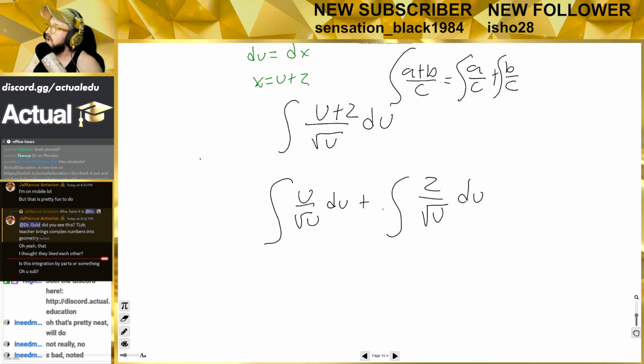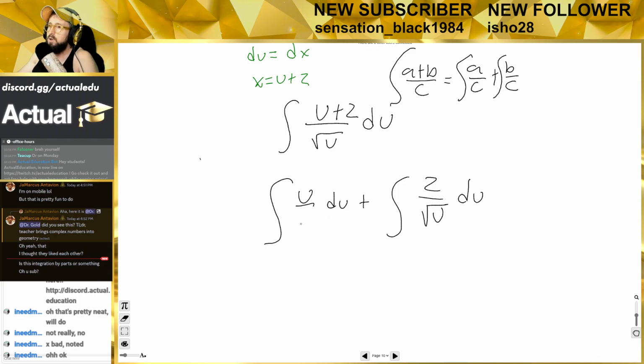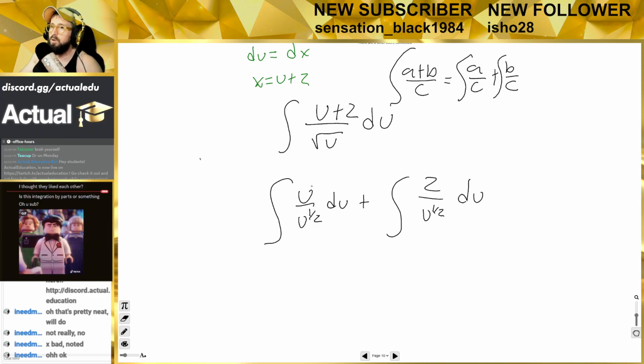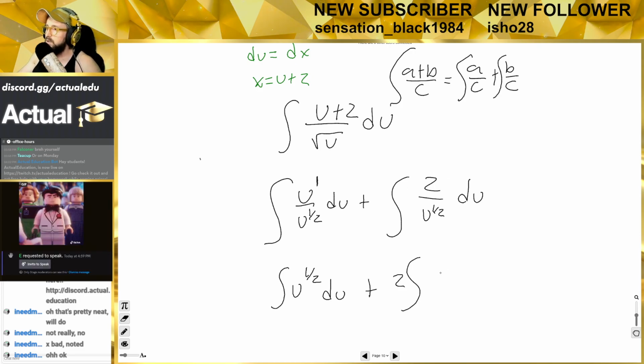So now this is not a hard integral to do, right? Because instead of square root of u, I like to write u to the 1/2. It just makes my life easier. So this is u to the first over u to the 1/2. So this becomes the integral of u to the 1/2, because this is u to the 1 minus 1/2, which is just 1/2, du. And then this is plus, I'm going to bring the 2 outside because it's just a constant, and then this is going to be u to the negative 1/2 du.